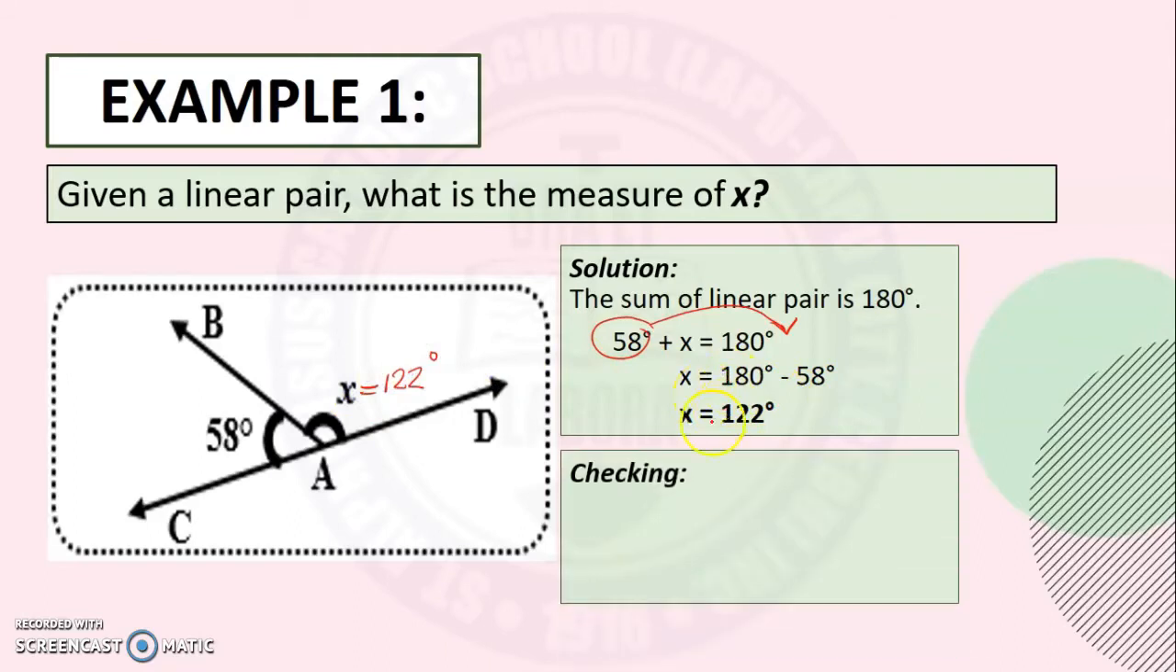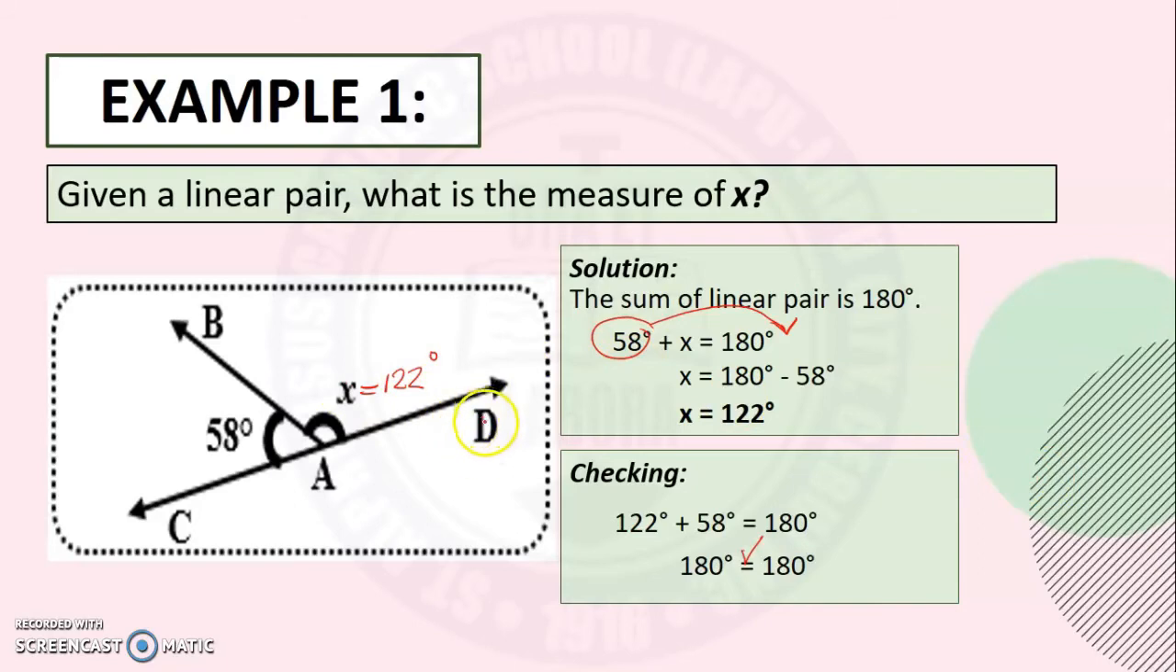Let's check. To check if the measure is correct, we need to substitute the value of x to this equation. So we can have 58 plus 122 or 122 plus 58 is equal to 180. Let's check. 122 plus 58 is 180. So that means 180 is equal to 180 degrees. That means the value of our x is correct.